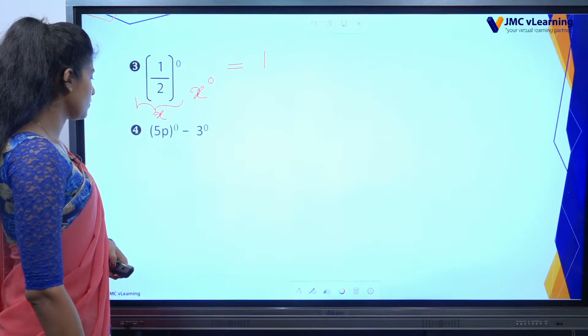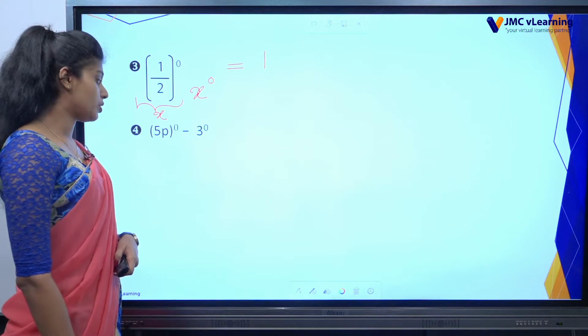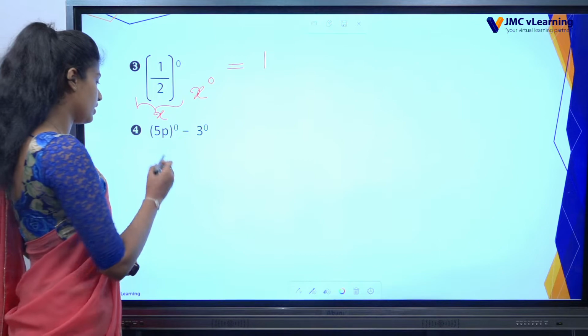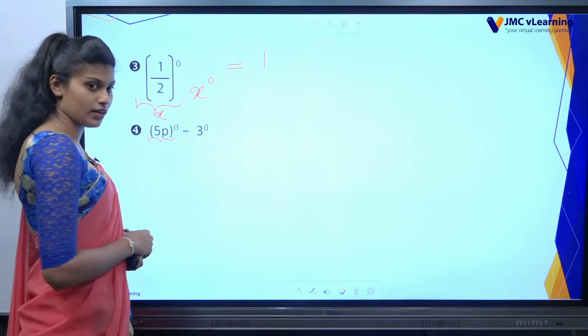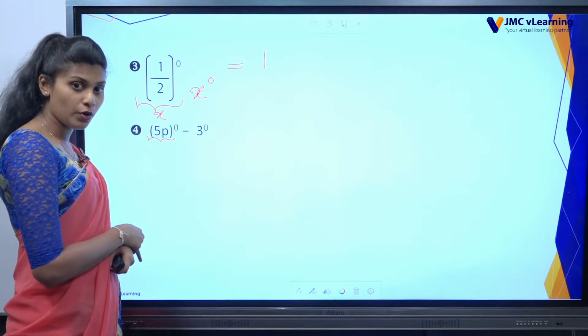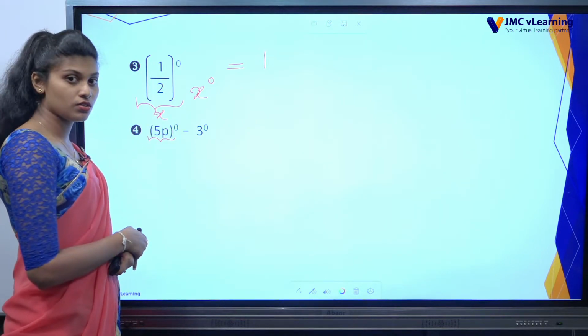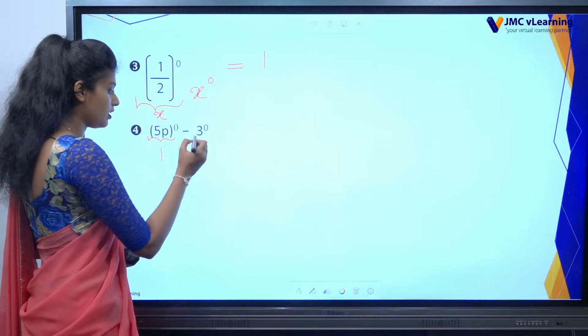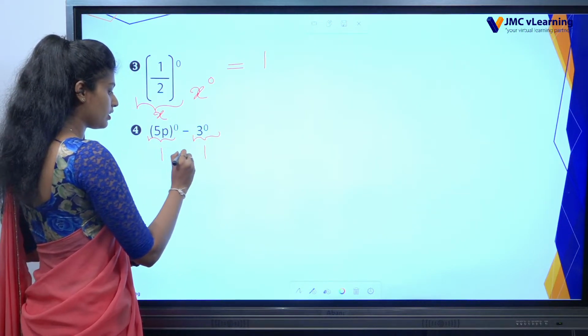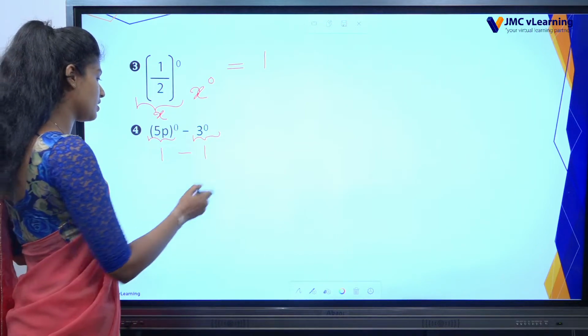Then 5p to the power 0 minus 3 to the power 0. This one also is a whole part. This 0 index is common to p and 5 both. So here also what is the answer? 1. Then 3 to the power 0, that one also is 1. Then 1 minus 1. What is the answer?